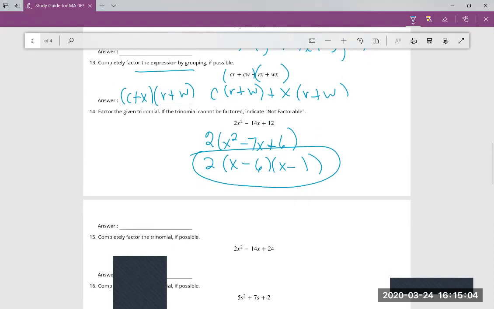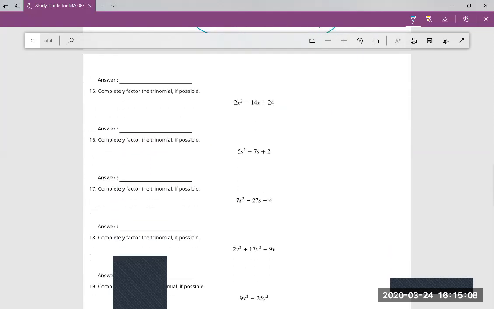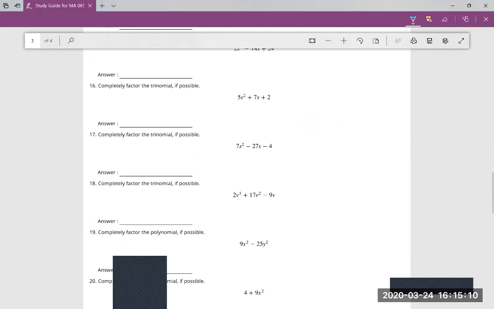All righty. We're going to skip 15. 16. Let's take a look at 16 here. On number 16, there's nothing we can factor out first. Okay, let's try the AC method on this.